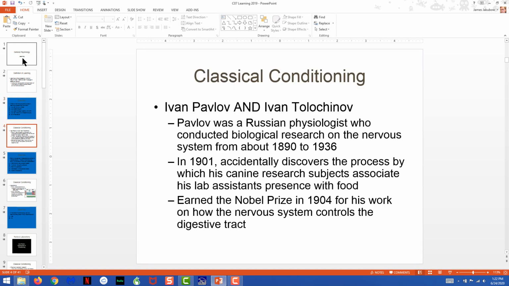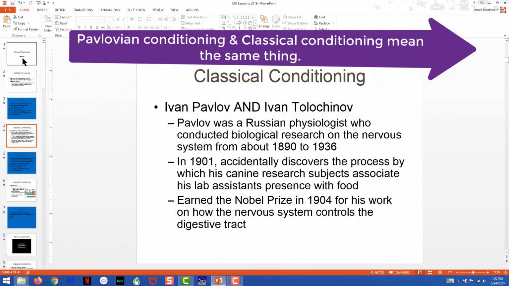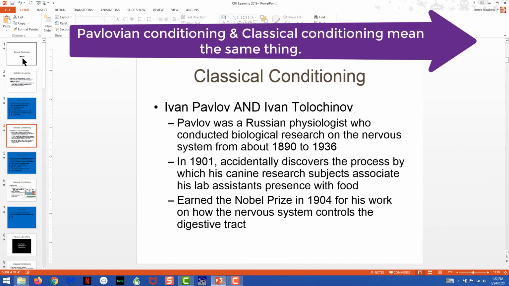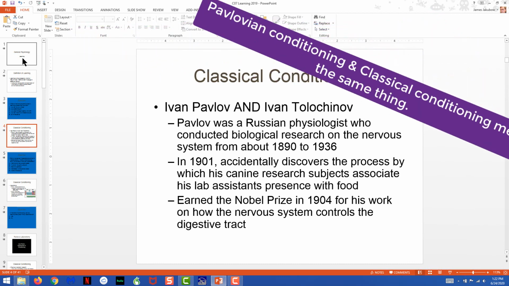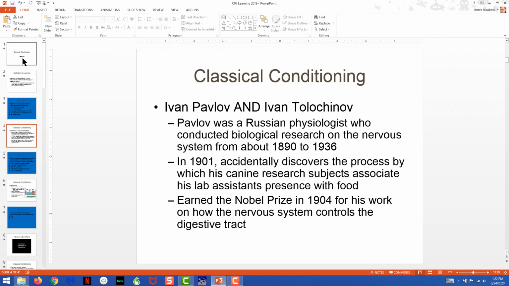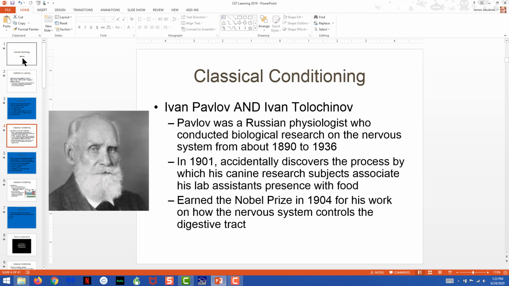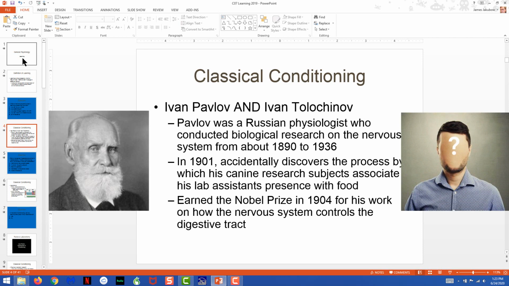In the history of learning, we're going to start with Pavlovian conditioning, despite the fact that Pavlovian conditioning was not the first type of conditioning developed. As we'll see, classical conditioning, or Pavlovian conditioning that we're talking about now, those are two names for the same thing, started at about 1902. Two of the people that were primarily involved with it were Ivan Pavlov, whom you've probably heard of, and Ivan Tolochinov, who you probably have never heard of.